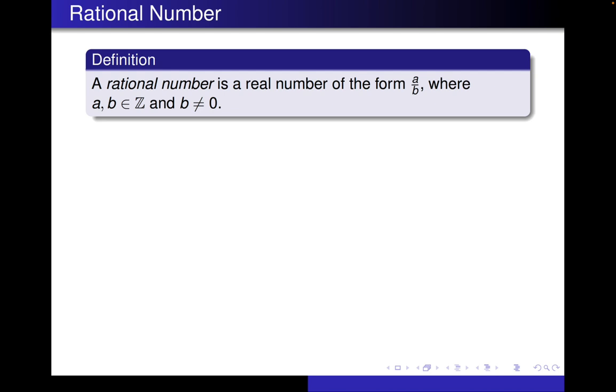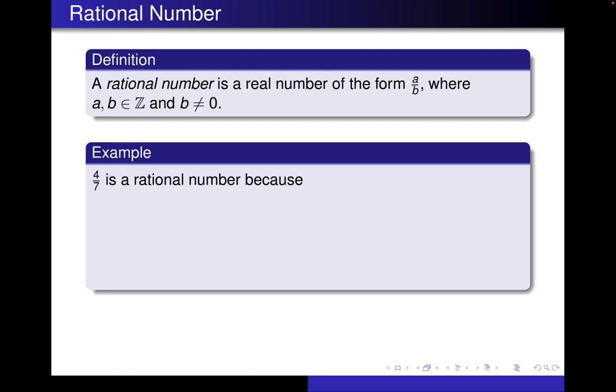Alright, so a rational number, as we've seen before, is a type of real number that has the form a over b, where a and b are both integers, and of course b is not equal to 0, because you can't have 0 in your denominator. As an example, 4/7 is a rational number because it fits the definition of rational number. The numerator 4 and the denominator 7 are both integers. 7 is not equal to 0.